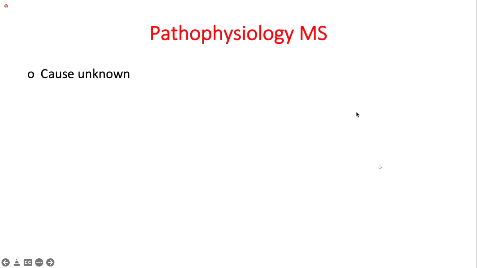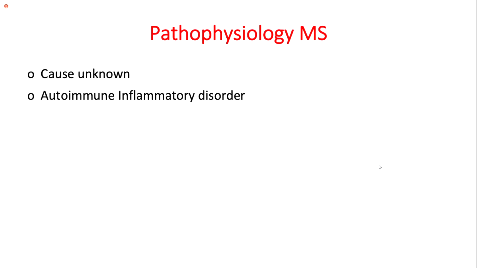No one knows what causes multiple sclerosis. There are a few genetic HLA associations and predispositions, and there are hypotheses that viruses may trigger this, but no one exactly knows what causes it. It is an autoimmune condition that evokes an inflammatory response. So it's an autoimmune inflammatory disorder.